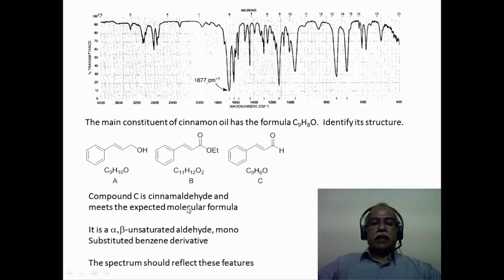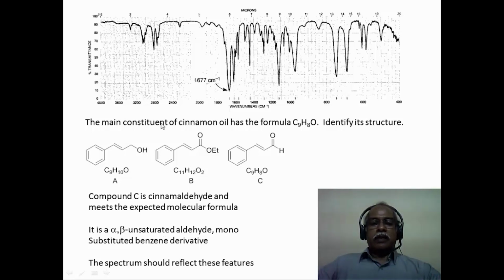Compound C is cinnamaldehyde and it meets the expected molecular formula, that is good, and it is an alpha beta unsaturated aldehyde and also a monosubstituted benzene derivative. So what one needs to look at in the IR spectrum, not the NMR, sorry, is the aldehyde stretching frequency for an alpha beta unsaturated carbonyl functional group, and whether it is a monosubstituted benzene derivative in terms of the out of plane bending mode.